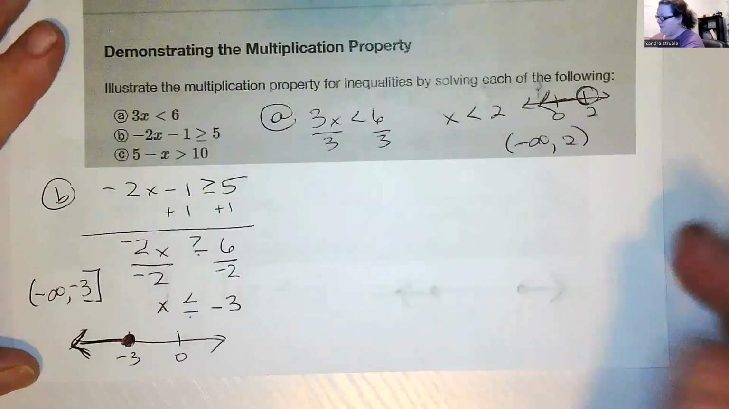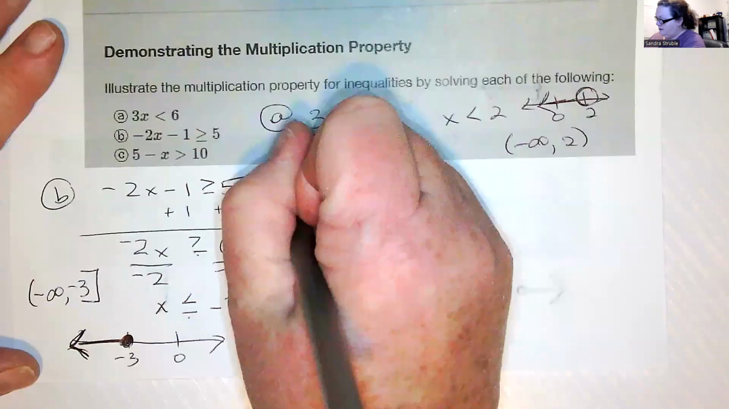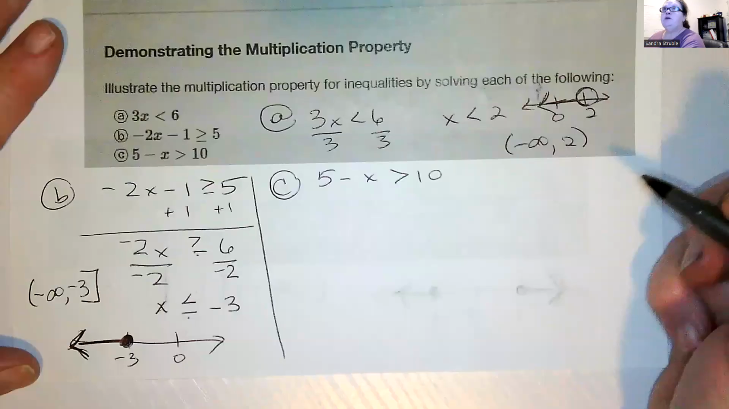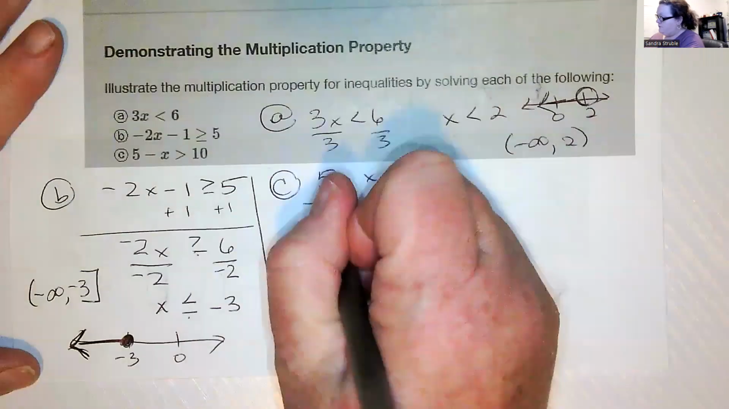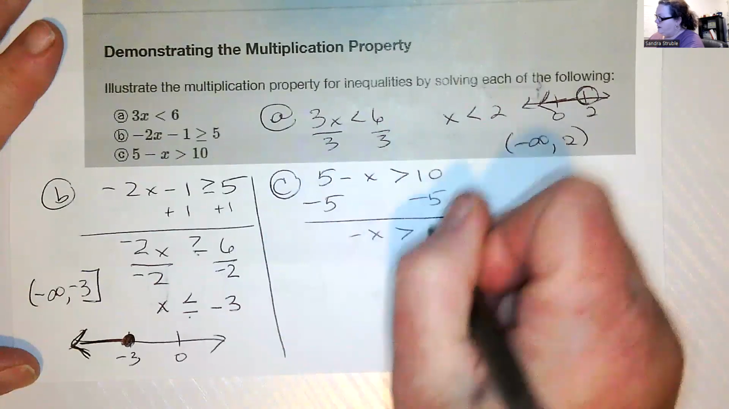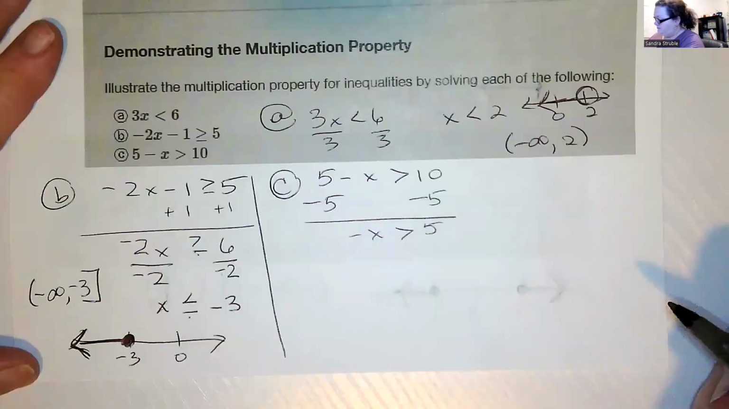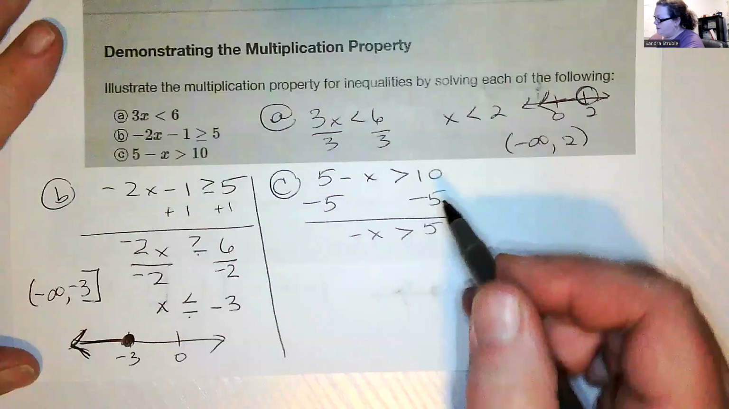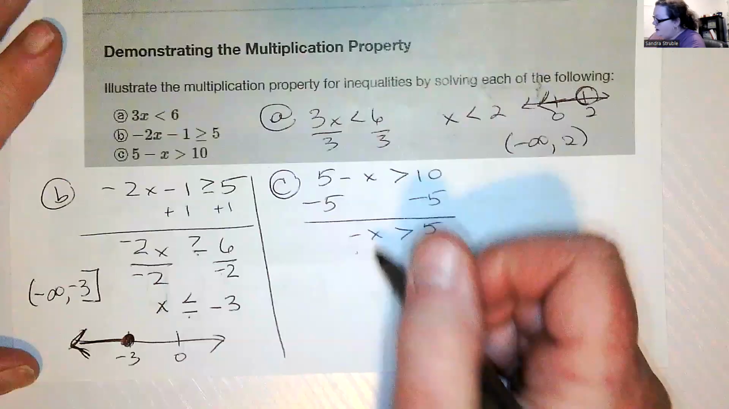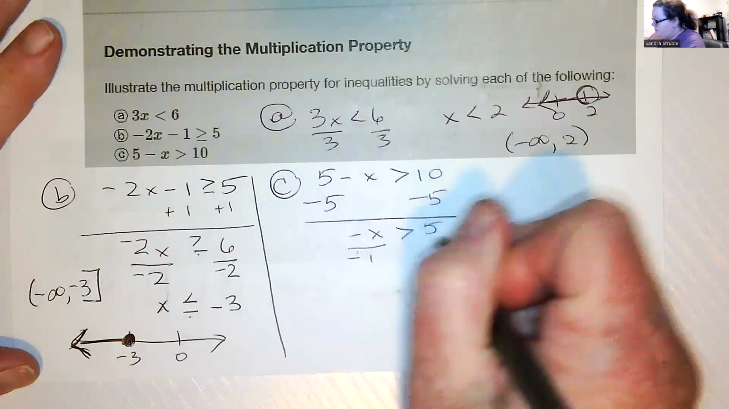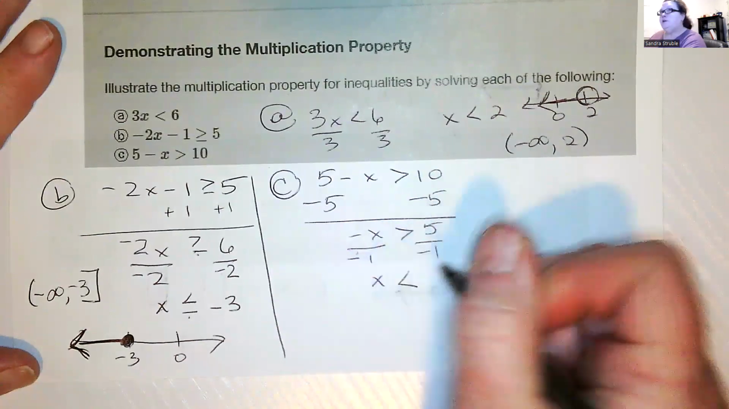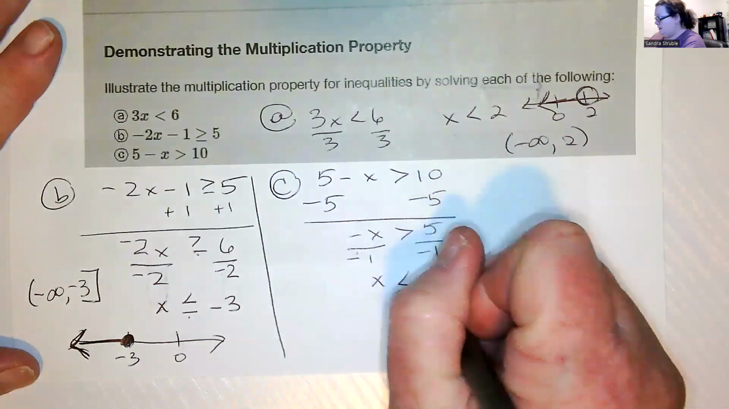All right, let's finish up with C. 5 minus x is greater than 10. Solving for x, we're just going to subtract 5 from both sides. And I get negative x is greater than 5. All right, so again, I'm going to have to either multiply through or divide through by a negative. I would just think of it as dividing. It's the same thing. And I get x is less than, you've got to flip that inequality sign, negative 5.